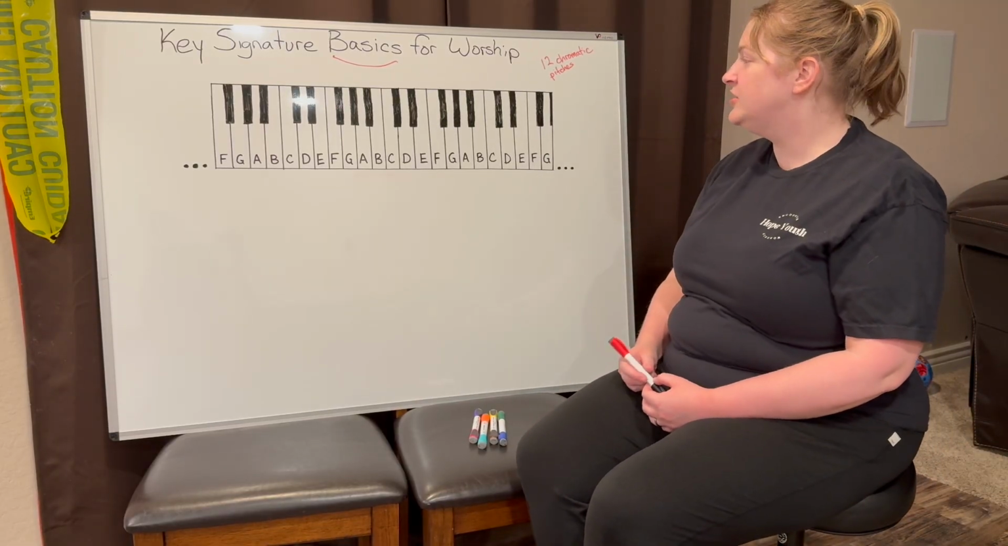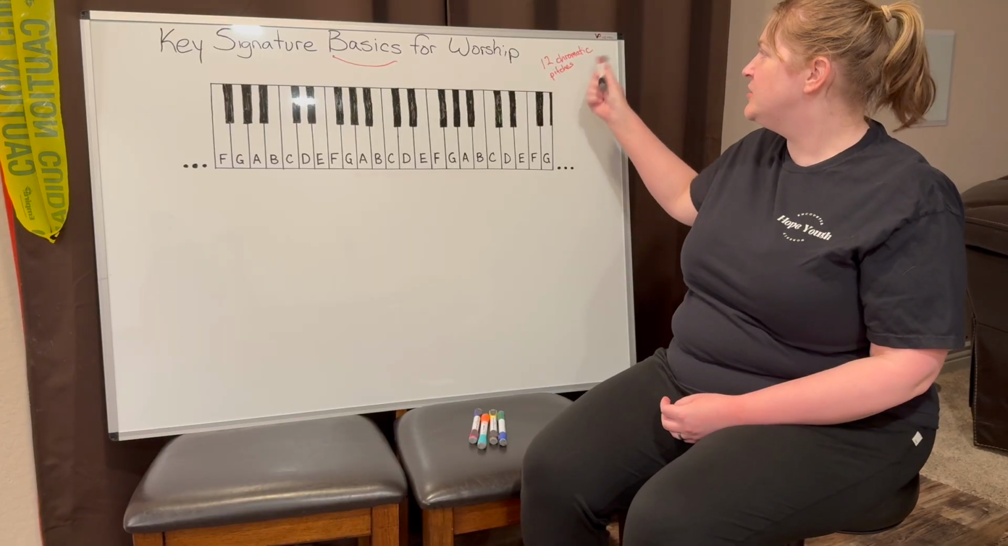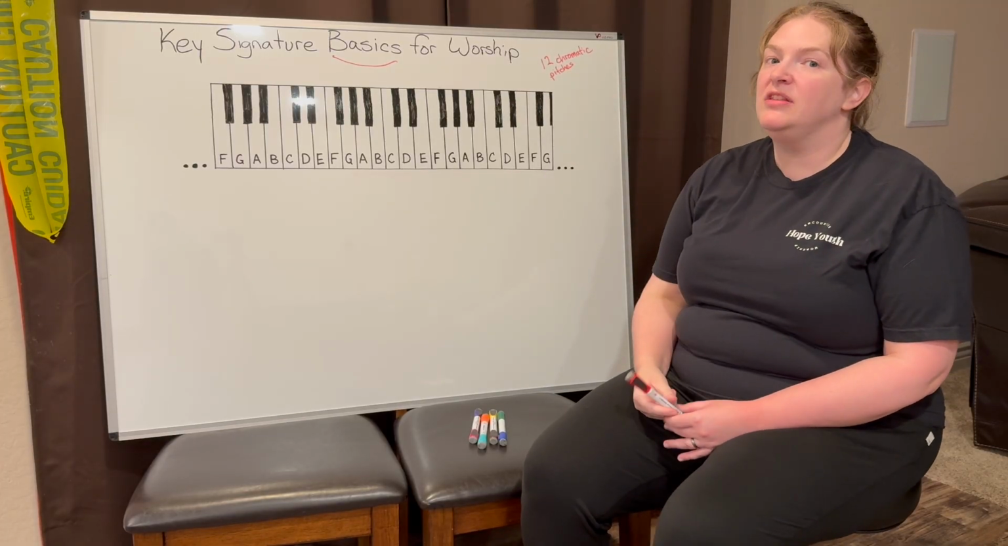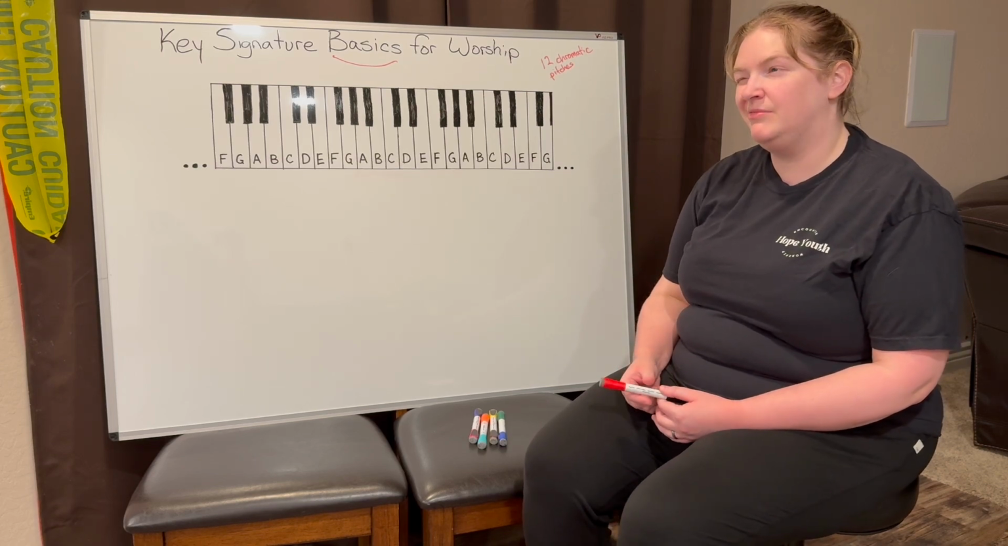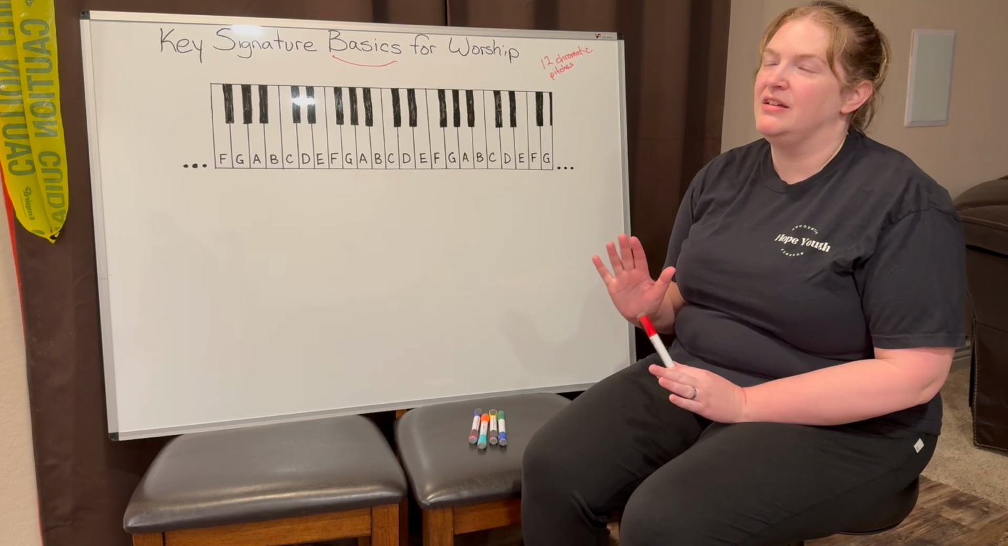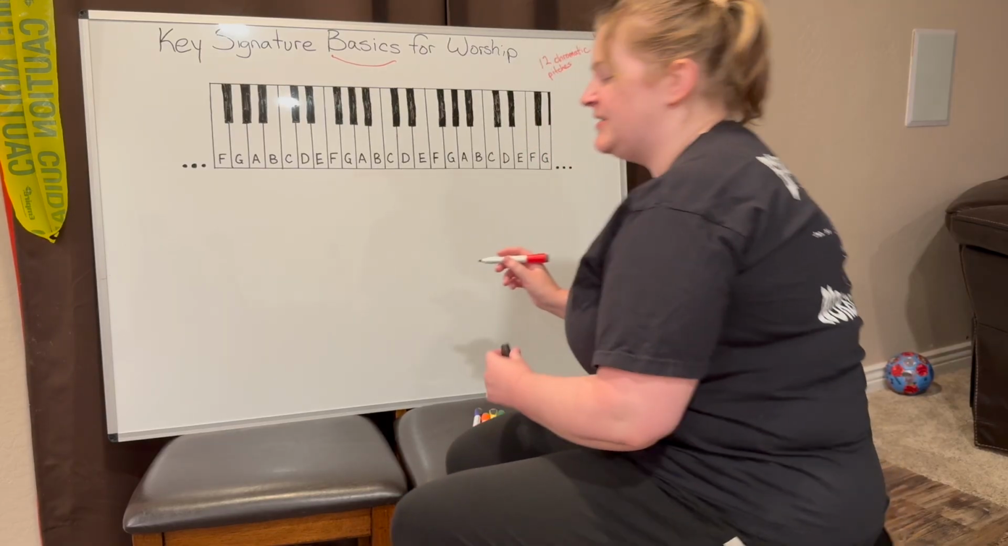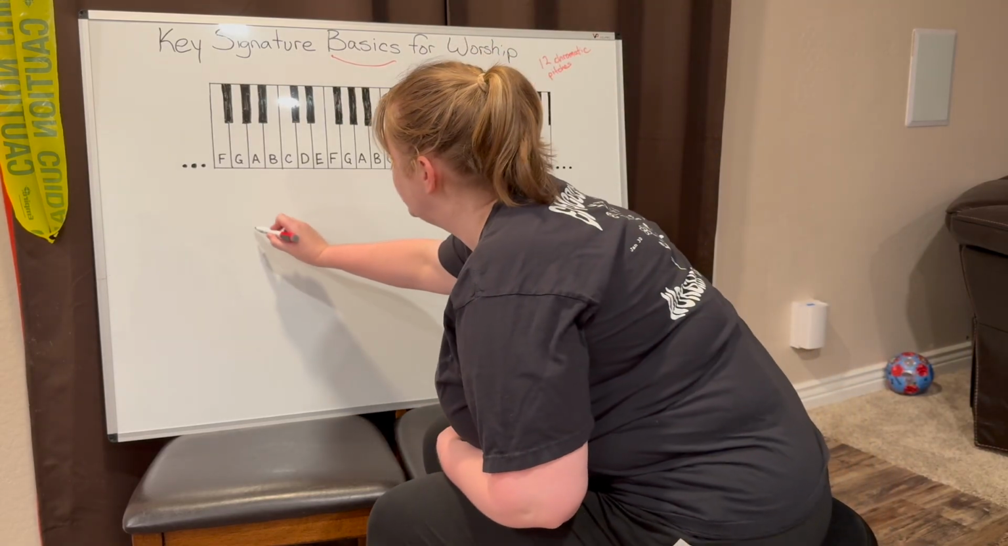All right, so like I said, we have these 12 chromatic pitches, and within those we make a key signature using essentially 7 of them. This is my fancy little drum throne.